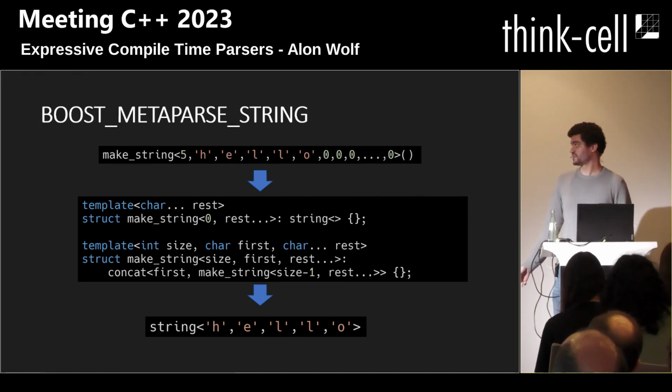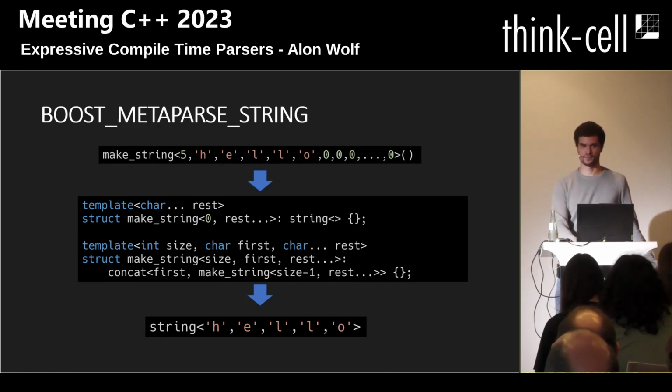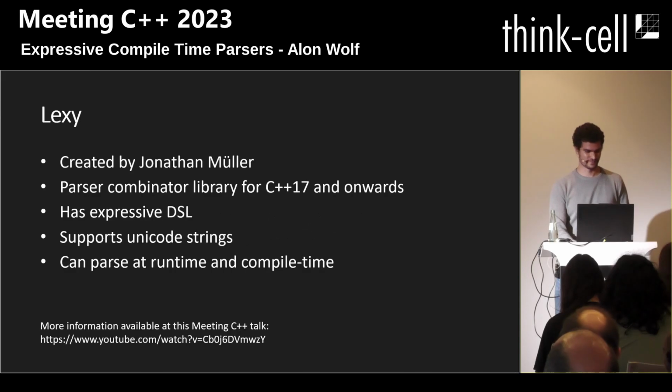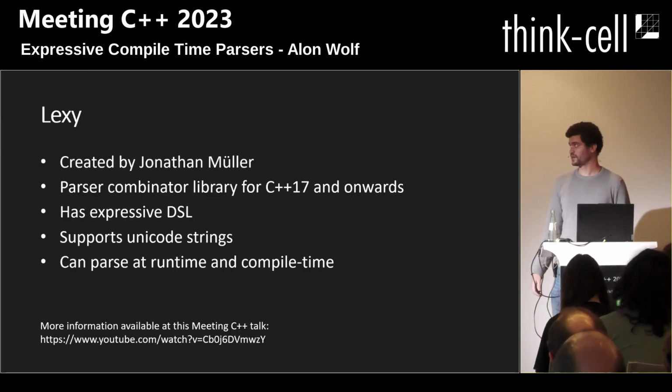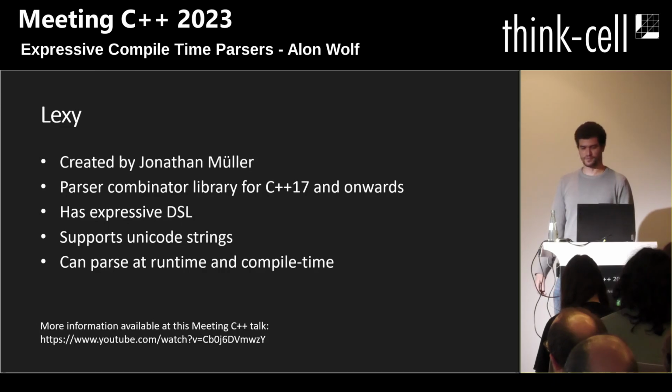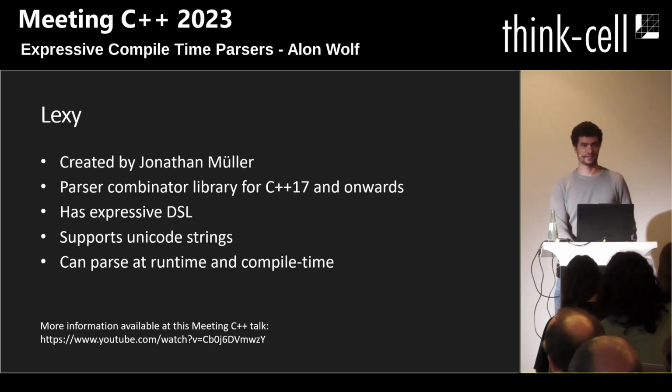Look how much effort and tricks were necessary to create a compile time string in C++11, something that we can now do with just a few lines of code. And with that, I think we can move to C++17. So Lexy is a compile time parsing library by Jonathan Müller that uses C++17. It has a DSL for writing parser combinators, and it supports Unicode strings and parsing at runtime or compile time.